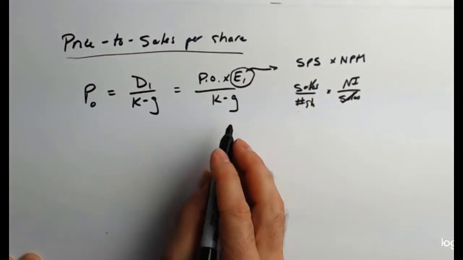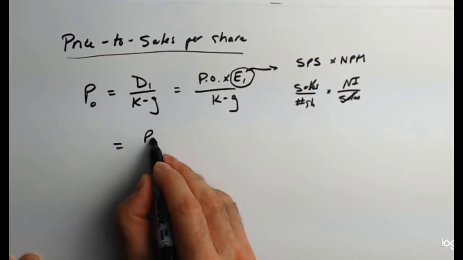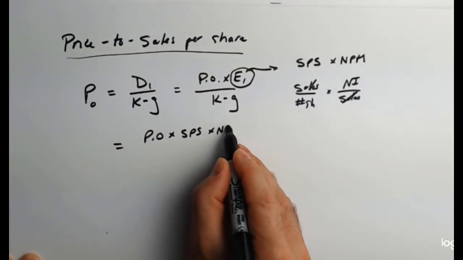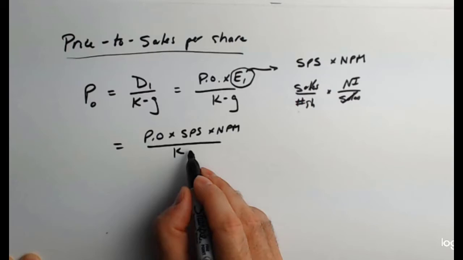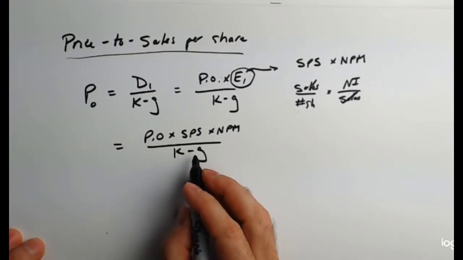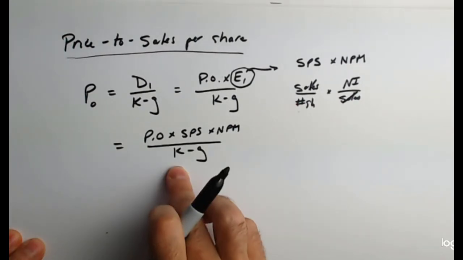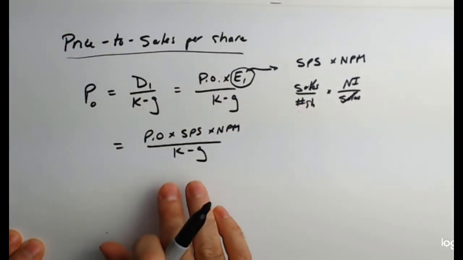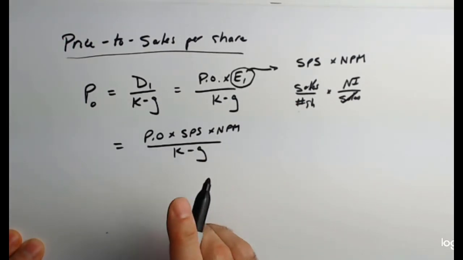Therefore, we can boil this down to say payout times sales per share times net profit margin over K minus G. Okay, so we're assuming constant growth for simplicity purposes here. We don't have to assume constant growth forever. These concepts would apply even without assuming constant growth if you have variable growth.